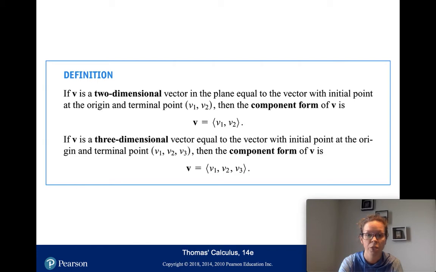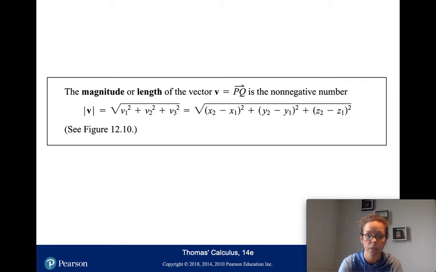So we have our two-dimensional or three-dimensional forms of this. Again, we call it the component form when it starts at the origin, and then what's given in those pointy brackets are the terminal point coordinates. Magnitude or length we can find with the Pythagorean theorem. We talked about length in the last section. This is essentially the same thing: we can find the magnitude or length by looking at the distance between the originating point and the terminal point.